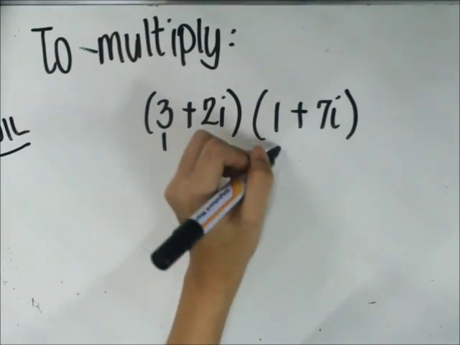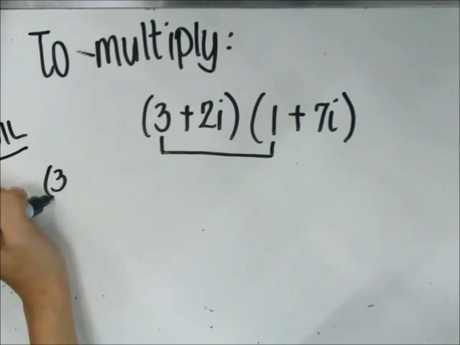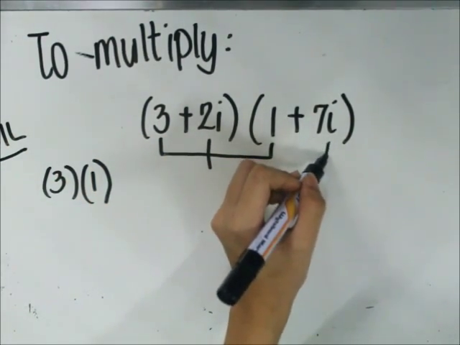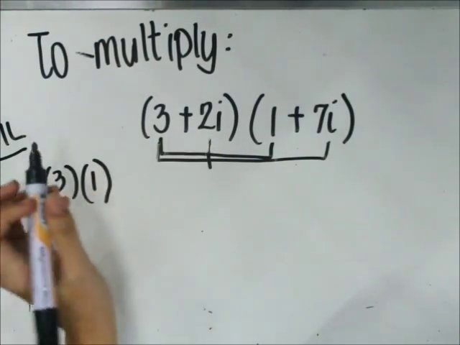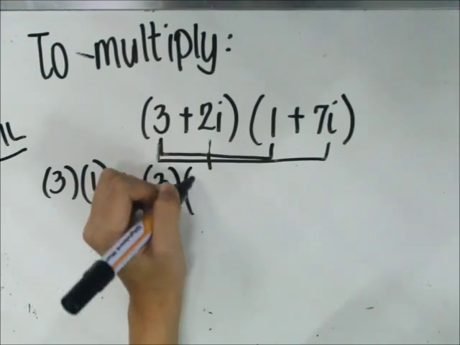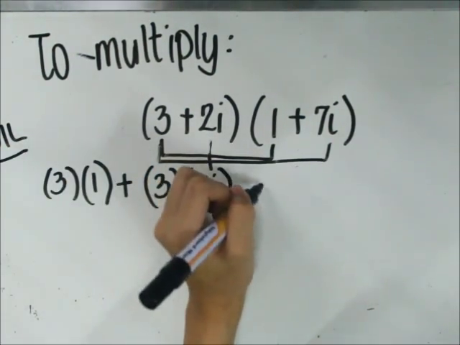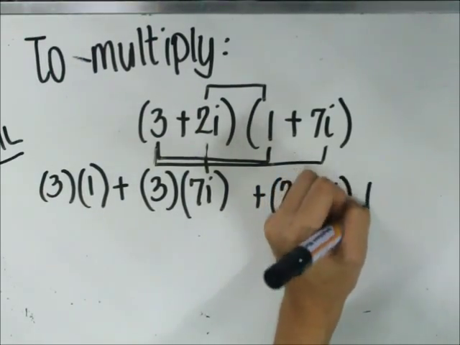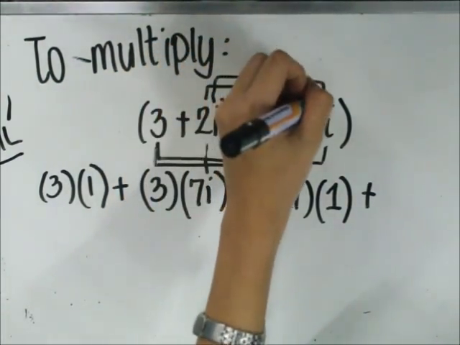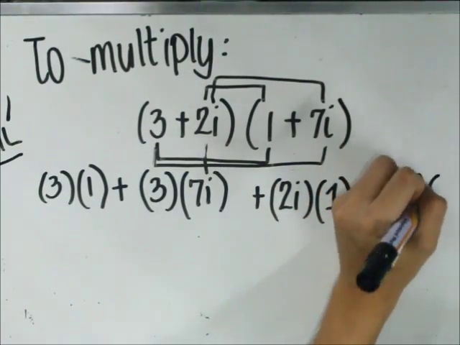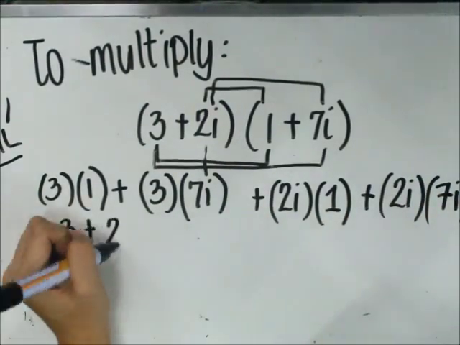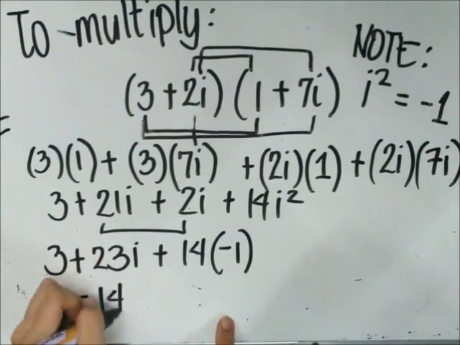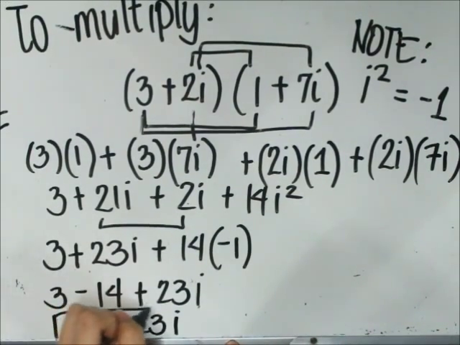(3 + 2i) multiplied by (1 + 7i). First, 3 multiplied by 1, plus outers, 3 multiplied by 7i, plus inners, 2i multiplied by 1, plus last, 2i multiplied by 7i, which gives us the result, by evaluating, negative 11 plus 23i.